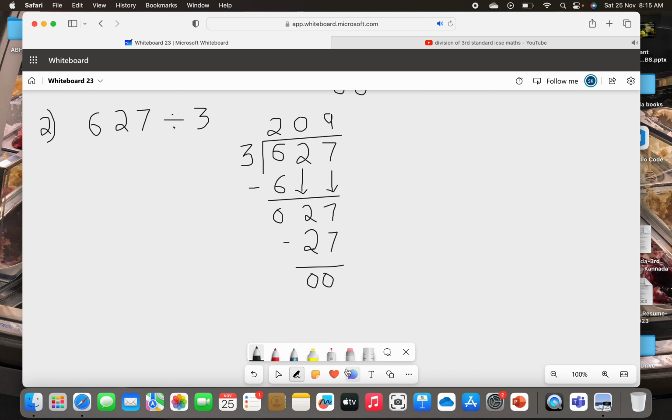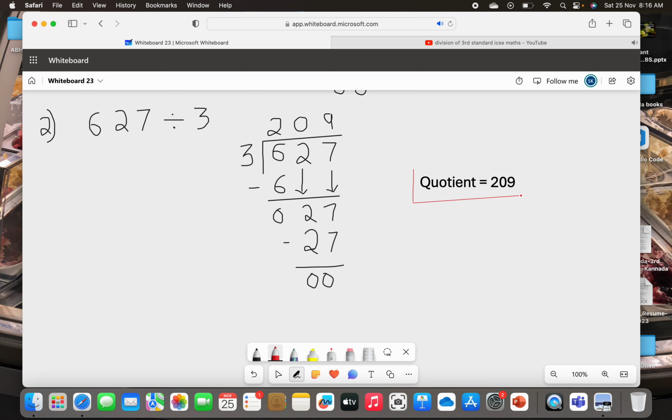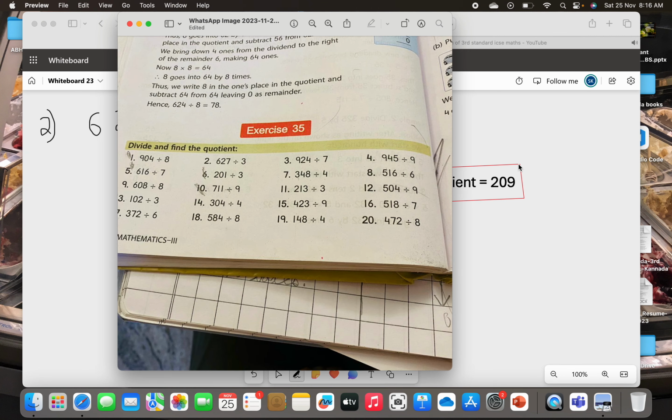3 times what is 27? 3 ones are 3, 3 twos are 6, like that. 3 times 9 is 27. 27 minus 27 is a 0. Okay. Now, what are we trying to find here? We are trying to find the quotient. Quotient is equal to 209. Okay. Put a box around this and it should be correct. It should be easy for you to find out. Now let's go for the third problem. 924 divided by 7.